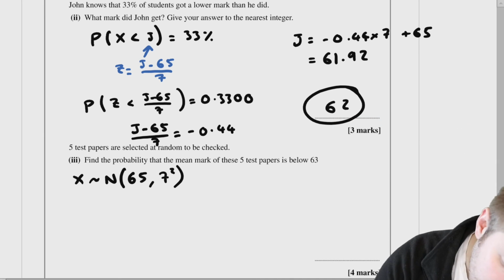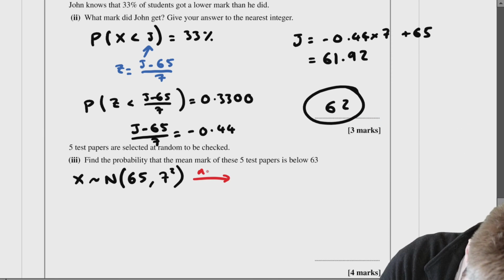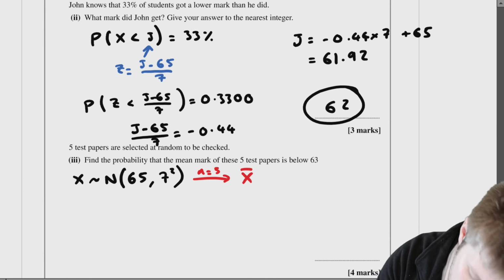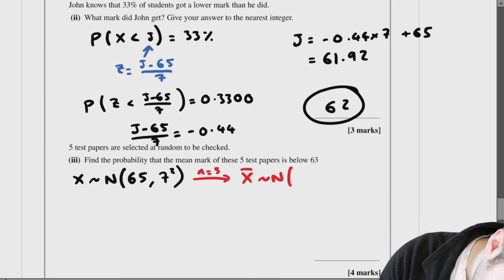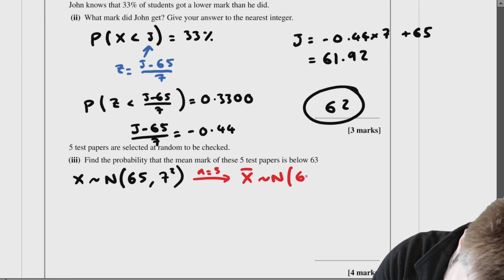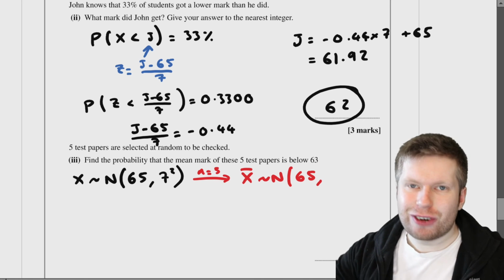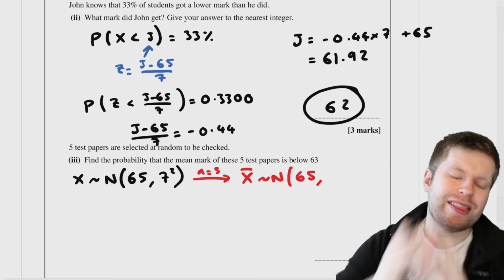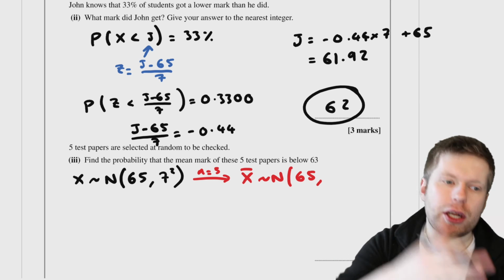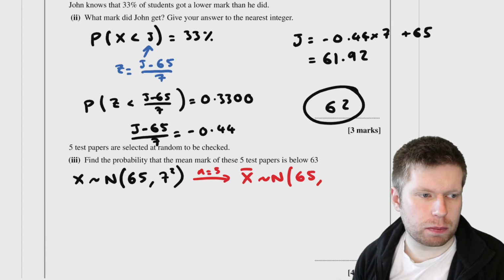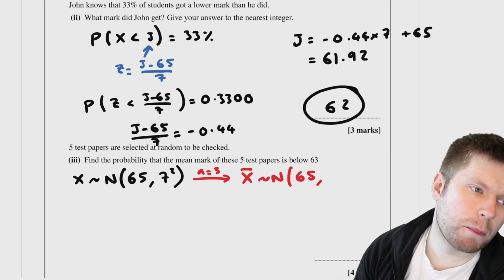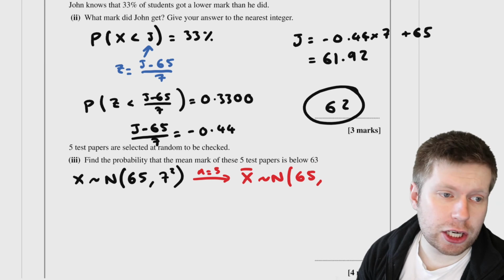Now, when I take these 5 test papers, I know that the mean of these 5 test papers should still be normally distributed. They should still have the same mean as the population, okay? Because of course, by the central limit theorem, as you take more and more papers, the sample mean approaches what the true population mean should be. So 65 should be a pretty good approximation of the population mean.